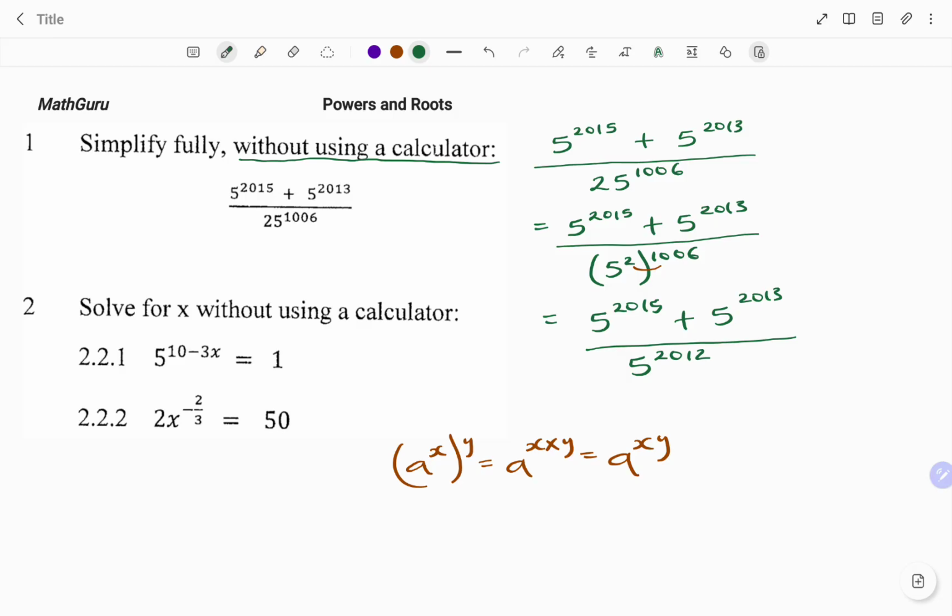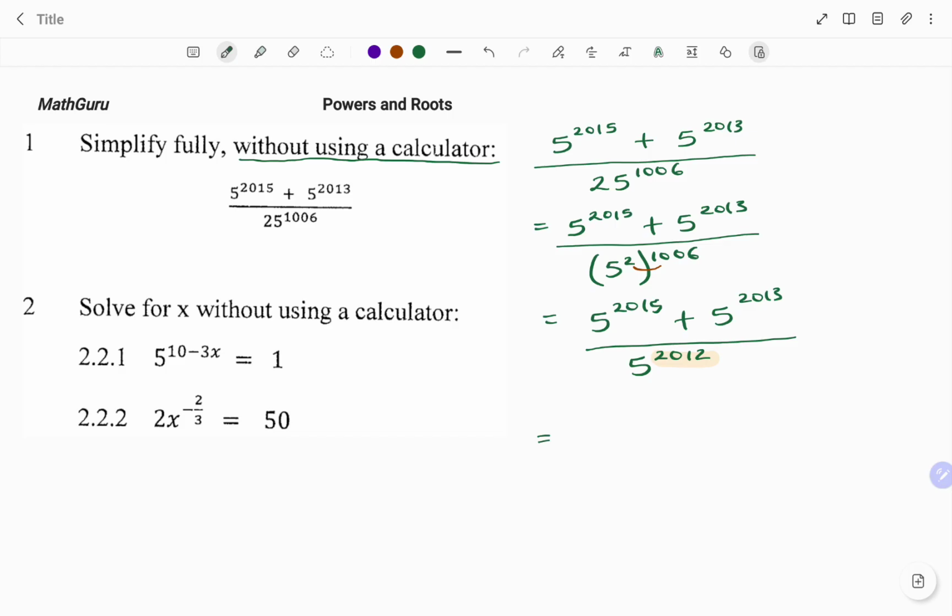Now that I have that in place, because I have a plus separating the terms at the top, I'm going to look for a common factor at the top and at the bottom. In order to pick a common factor, I always go for the lowest exponent. I have all my bases in 5, then I have 2012 at the bottom, 2015 and 2013 at the top. The lowest will be 2012. So I'm going to change all the terms as a multiple of 2012.